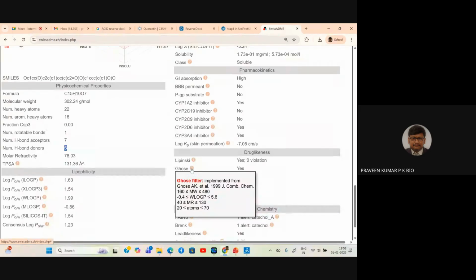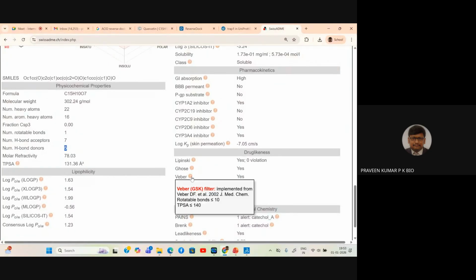160 to 480. And the partition coefficient is between -0.4 and 5.6. And molecular refractivity is an additional term, an additional physicochemical property of the drug. The molecular refractivity should be between 40 and 130. So like this, we can see different properties in different drug likeness filters.